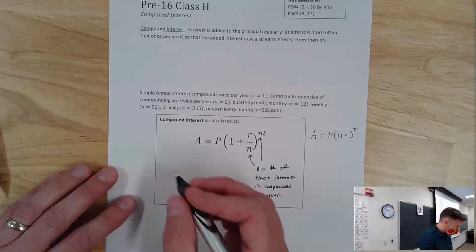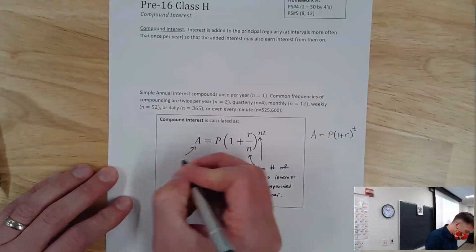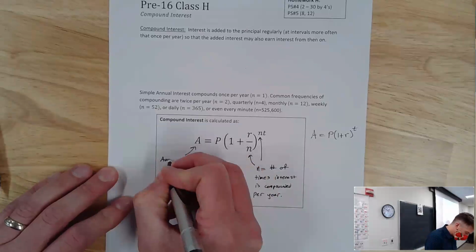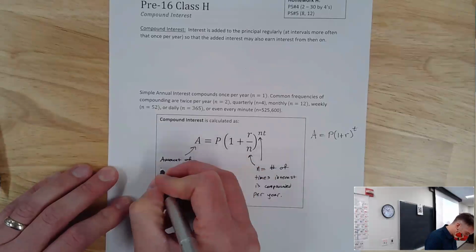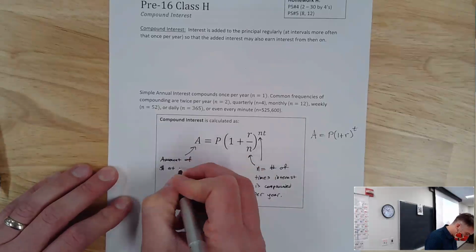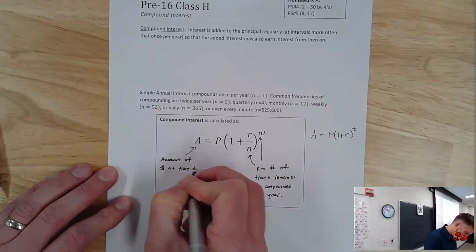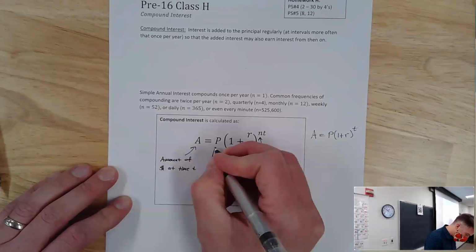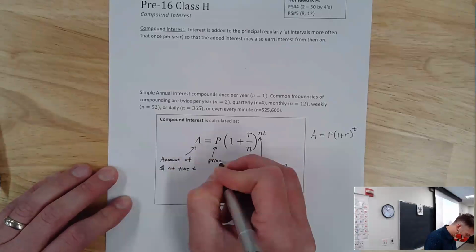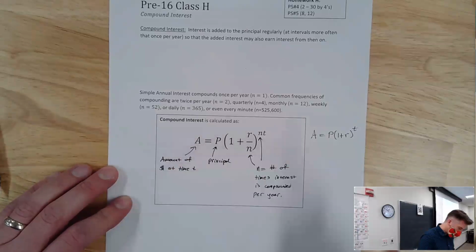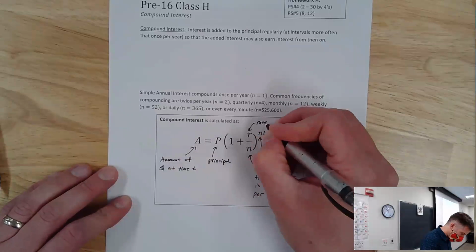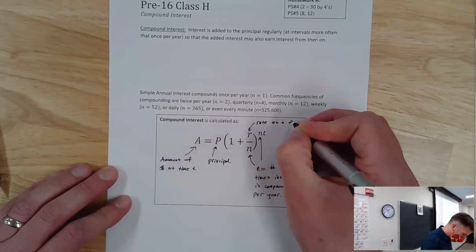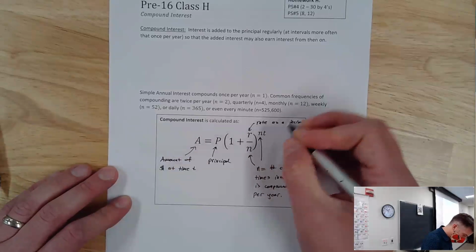As before, the A here is still the amount of money we're going to have at time t. P is still the principal, which is the amount we're starting with. r is still the interest rate as a decimal. And t is still the time in years.